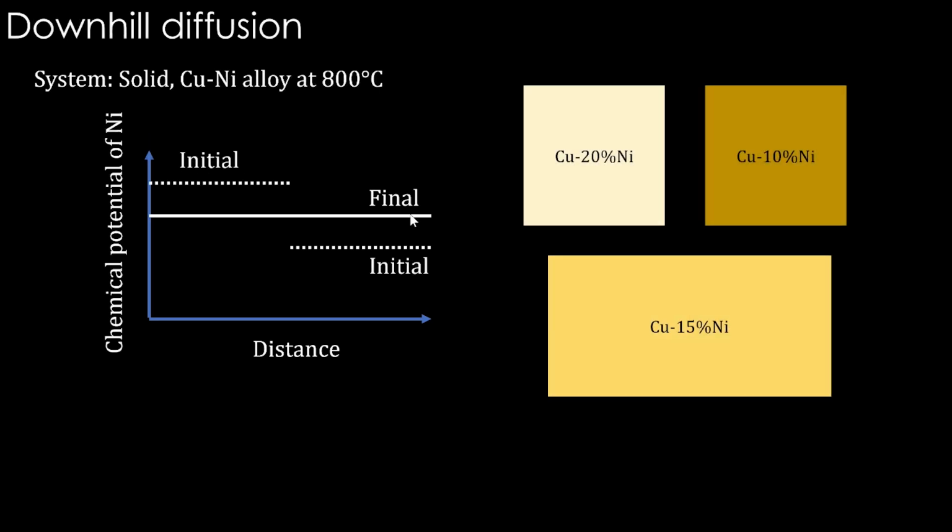Okay, and this is true even for the downhill diffusion. Downhill diffusion is going from high concentration to low concentration, the conventional picture. Even there, if the Gibbs energy drives it, then it will have this sort of chemical potential curve. Initial chemical potential will be like this: copper 20 nickel, copper 10 nickel, and when they join, they become 15 nickel everywhere. If you look at the chemical potential of nickel, you will see that initial chemical potentials are different, and when it becomes uniform everywhere, chemical potential also becomes uniform everywhere. So in any case, chemical potential becomes uniform.